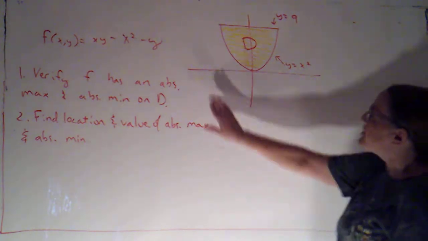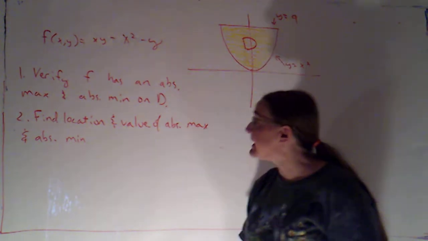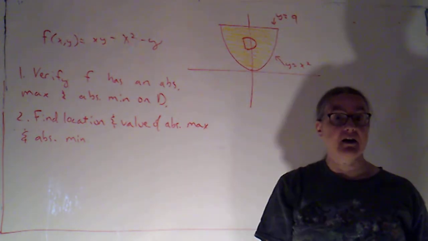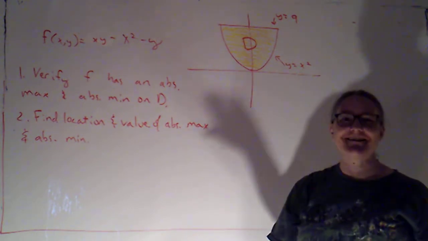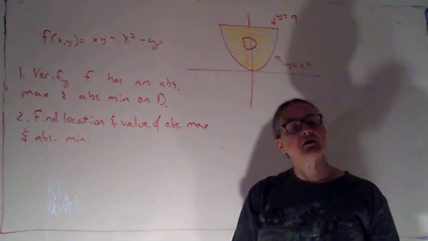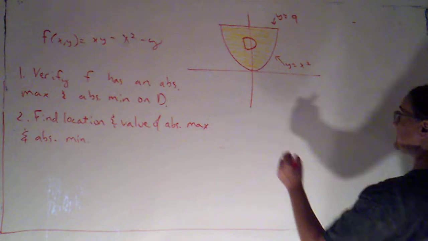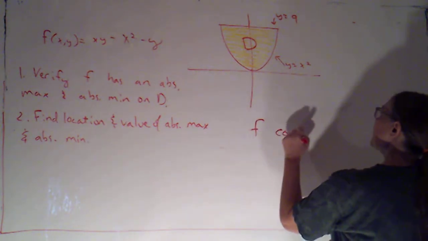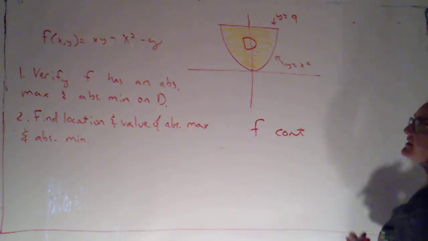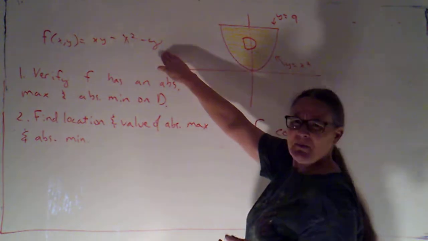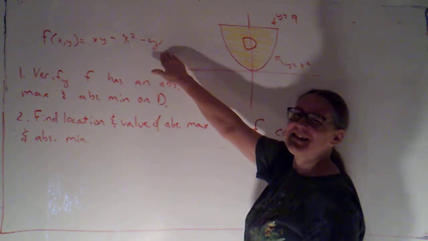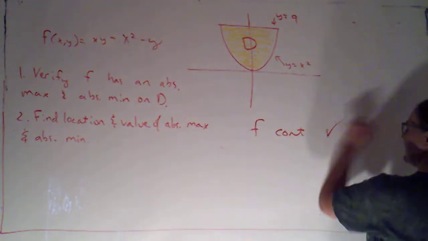Okay, so we're first asked to verify that f has an absolute max and an absolute min on D. Well, the theorem that will tell us that is the extreme value theorem, so I just have to make sure that we've satisfied our conditions. So I need f to be continuous on D. Well, f is a polynomial in x and y. It's continuous everywhere. So that's satisfied.